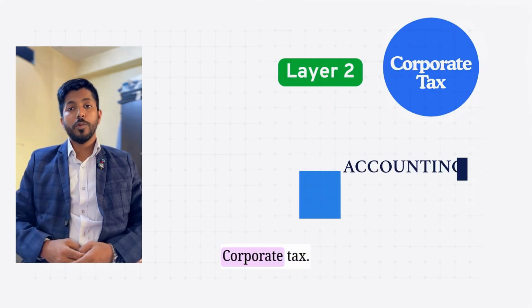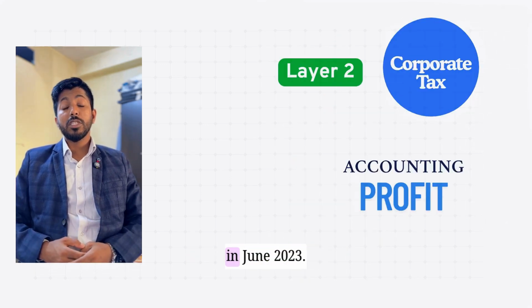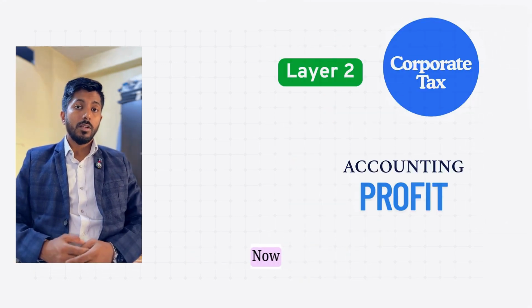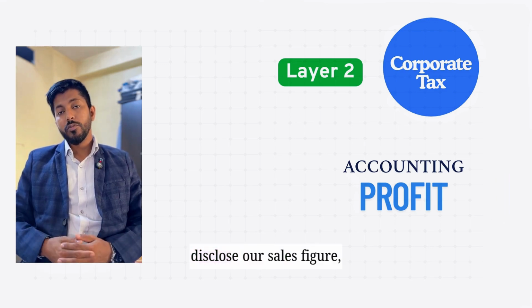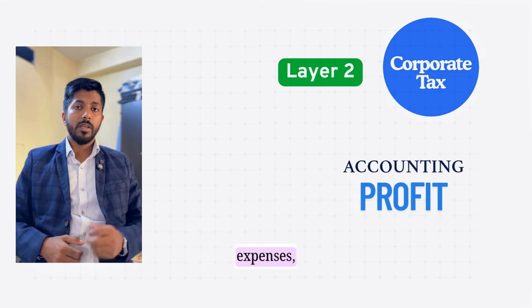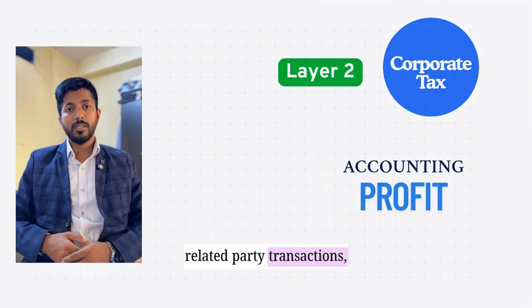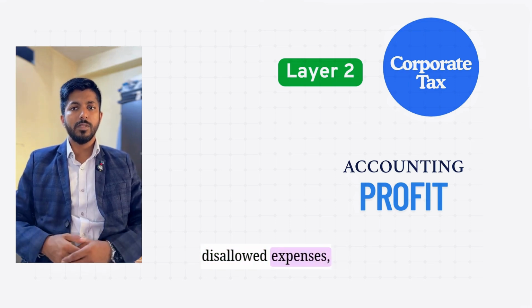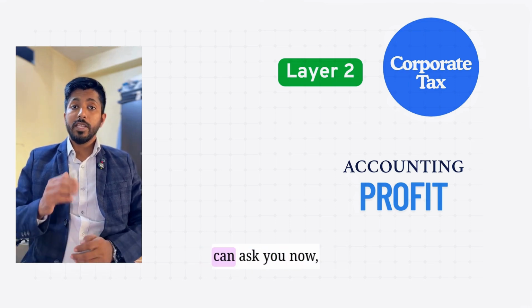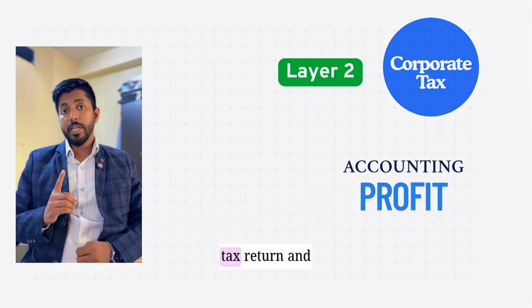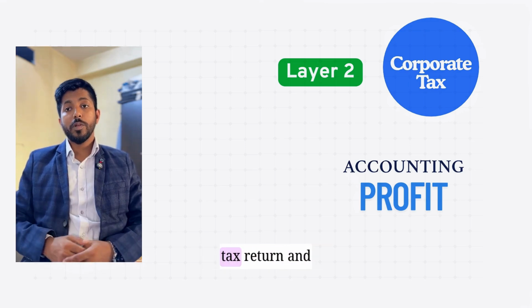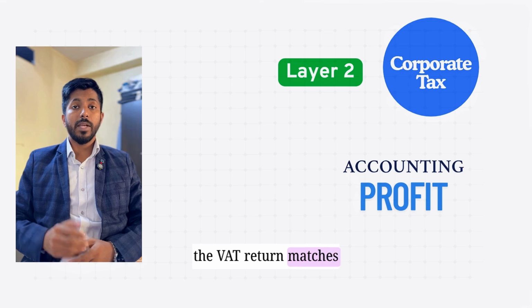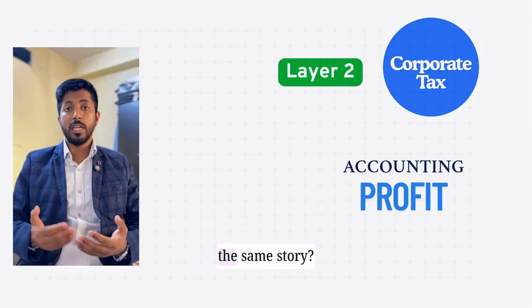Layer 2. Corporate tax. This was introduced in June 2023. Now here it gets interesting. During the filing of the corporate tax return, we disclose our sales figure, expenses, related party transactions, allowed expenses, disallowed expenses, everything. So the FTA can ask you now, do your corporate tax return and your VAT return lie on the same page? Do they match with the same figures? Are both telling the same story?